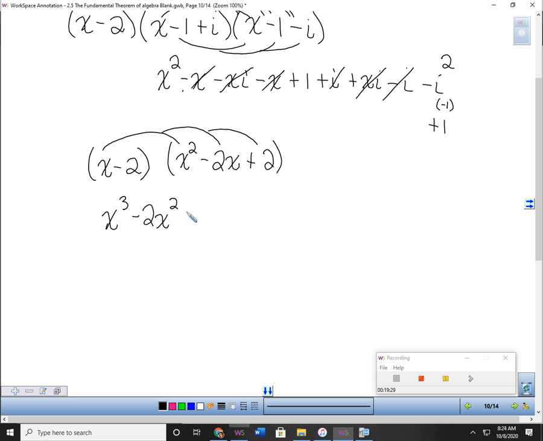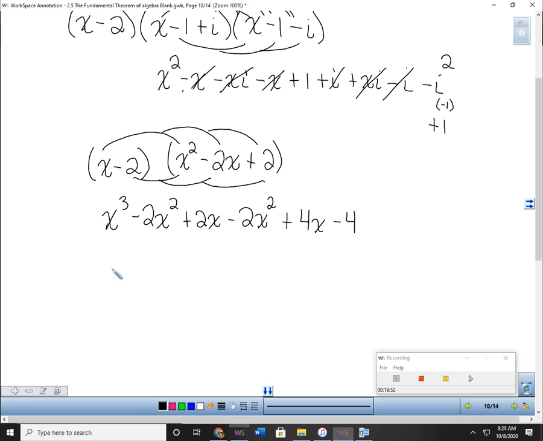X times 2 is 2x. And negative 2 times x squared is negative 2x squared. Negative 2 times negative 2x is positive 4x. And negative 2 times positive 2 is negative 4.